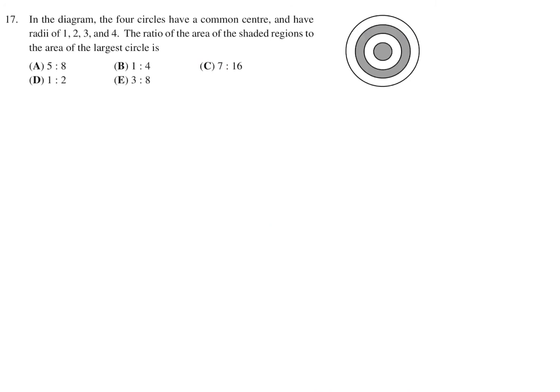In the diagram, the 4 circles have a common center and have radii 1, 2, 3, 4. The ratio of the area of the shaded regions to the area of the largest circle is. So they want us to find the area of the shaded region all over the area of the largest circle, and I'll write that as pi r squared. Pi r squared is pretty simple because the largest circle has a radius of 4. So that means that will be 16 pi. So now let's concentrate on finding the area of the shaded region.